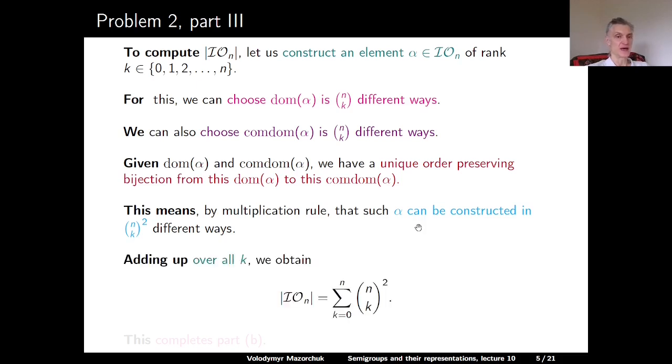And now if we add up over all possible k's, we get that the cardinality of ION is equal to the sum over all k from 0 to n of n choose k squared. And this completes part B.